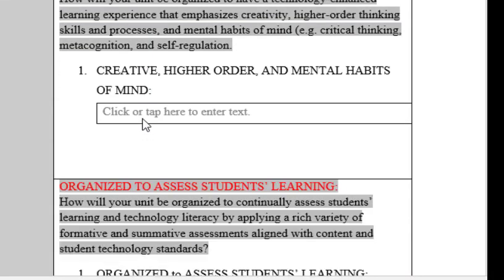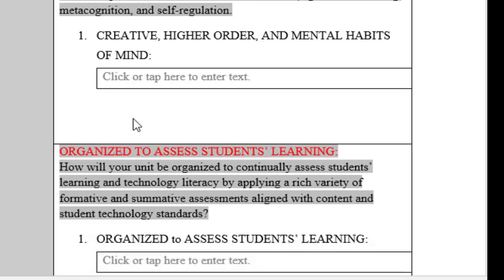How are you going to be organized to be creative, have higher order skills, and mental habits of mind? So here, how will your unit be organized to have technology enhanced learning experience that emphasize creativity, higher order thinking, skills and processes, and mental habits of mind?